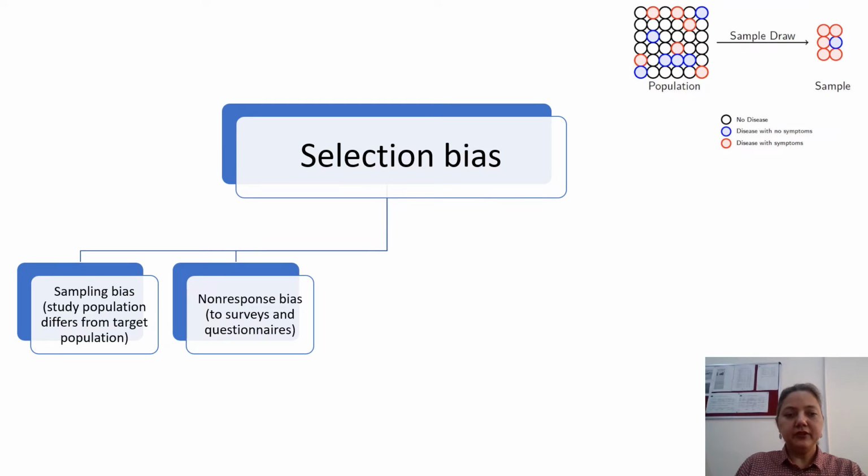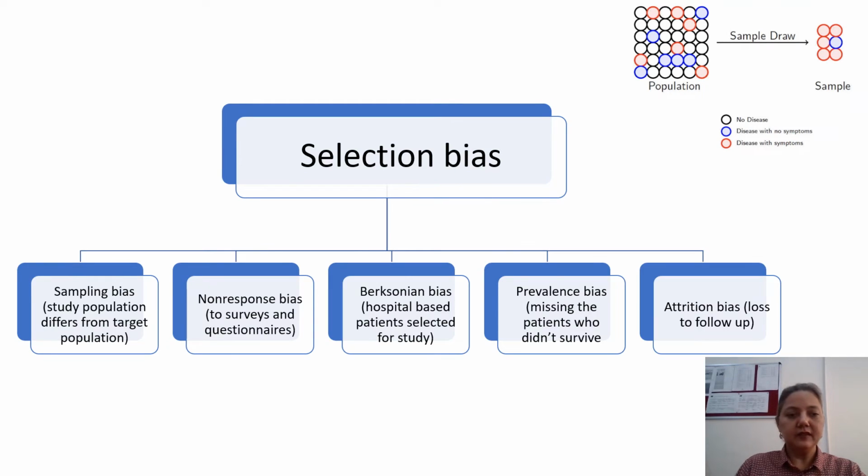Selection bias can be further classified into different categories. Like there can be sampling bias, where the sample is not a true representative of the target population. As we can see in this figure, here we can see three types of people in this group. One are the ones having disease and with symptoms. Another are with disease, no symptoms. And the third category is without any disease.